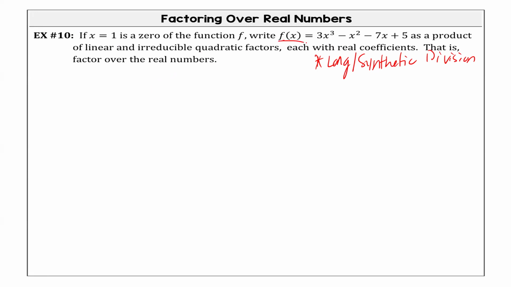So when I look at f of x equals 3x cubed minus x squared minus 7x plus 5, I notice that I can't do anything. There's no way grouping is going to combine anything. So that's where the long division comes into play. It says that one of my zeros is x minus 1, which means that x equals 1. So x minus 1 has to be a factor, and if it's a factor, that means it evenly divides into the polynomial.